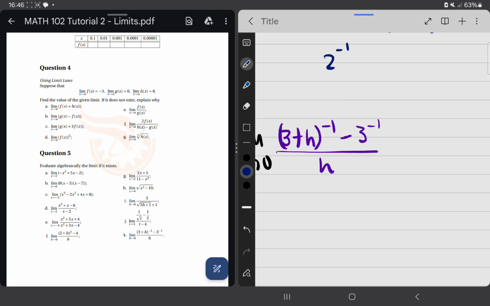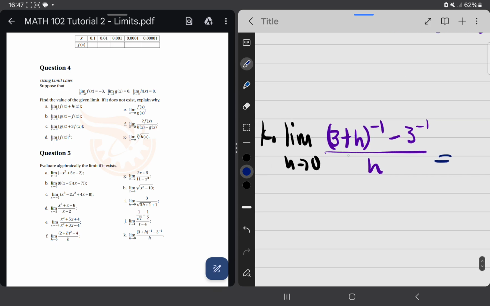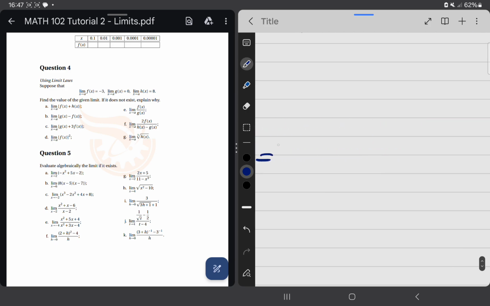If I say 2 to the minus 1, it just means 1 over 2 to the 1, okay? It just means 1 over 2. 3 to the power of minus 1 is 1 over 3. Anything to the power of minus 1 is 1 over itself. So this power of minus 1 is just going to be 1 over itself.